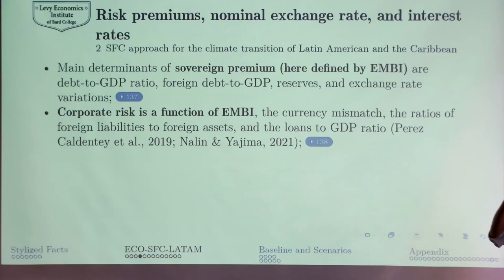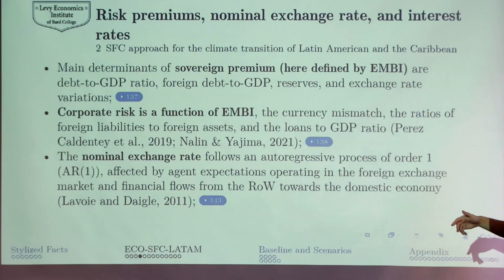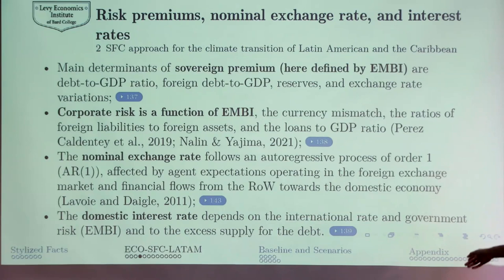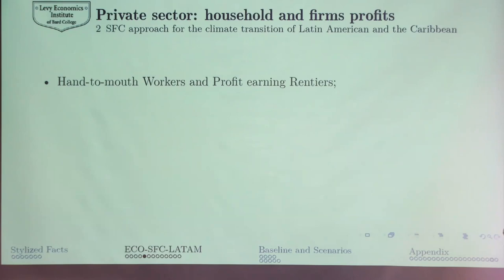And these two indexes help to shape the dynamic of the exchange rate over time, which is also affected by the expectation of agents, in a Lavoie and Daigle fashion. And the domestic interest rate will depend, not surprisingly, on the international rate and the emerging market index for government bonds. So of course we have separation between classes.